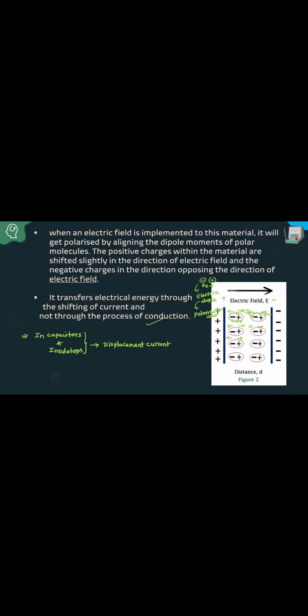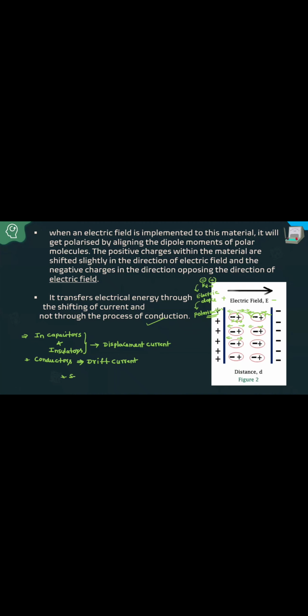In capacitors and insulators, mainly what type of current exists? Displacement current. In insulators or even in dielectrics also, that is a displacement current. I'm asking one question. In conductors, what type of current exists? Can anybody answer? Because of conduction of the electrons, that is nothing but a drift current. In conductors, the current is nothing but a drift current because of the flow of the electrons.